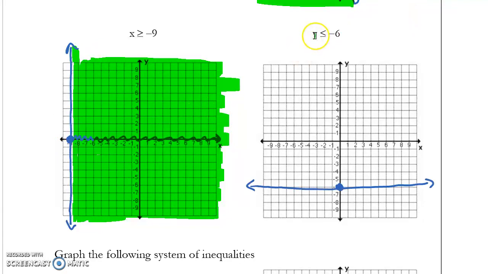Now the second example crosses the y-axis at -6. So y-axis at -6 crosses it. Solid line because it's an or equal to. Now which way do I shade? Well, it has to be less than -6. All of these numbers are bigger than -6. These are the numbers less than -6. This is the section I shade. I shade below this solid line.